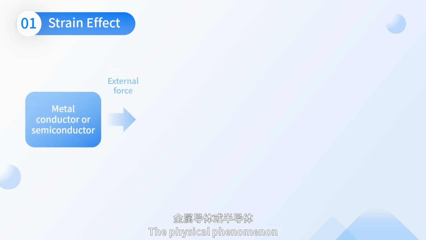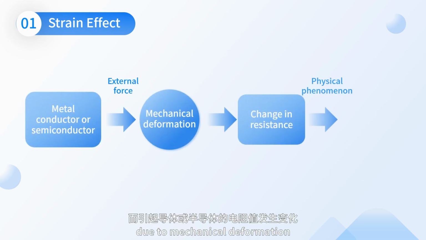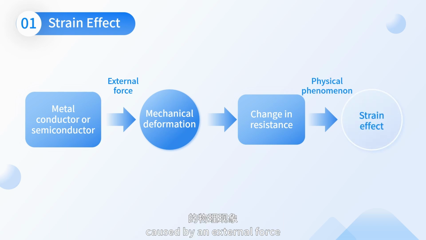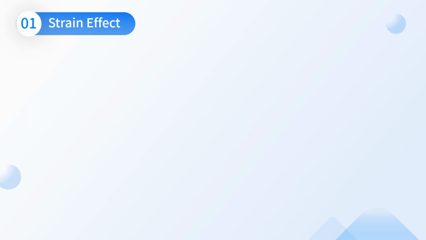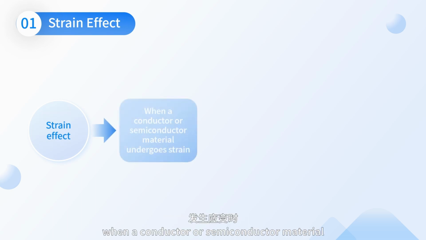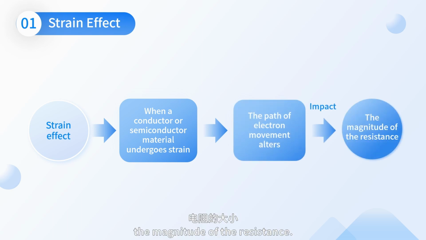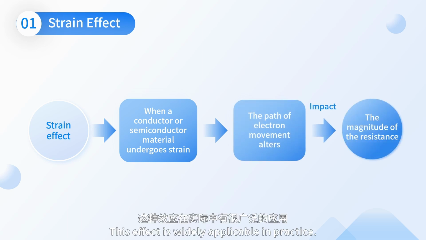The physical phenomenon where the resistance of a metal conductor or semiconductor changes due to mechanical deformation caused by an external force is known as the strain effect. The strain effect is a physical phenomenon. It occurs due to the alteration in the path of electron movement when a conductor or semiconductor material undergoes strain, which subsequently impacts the magnitude of the resistance. This effect is widely applicable in practice.